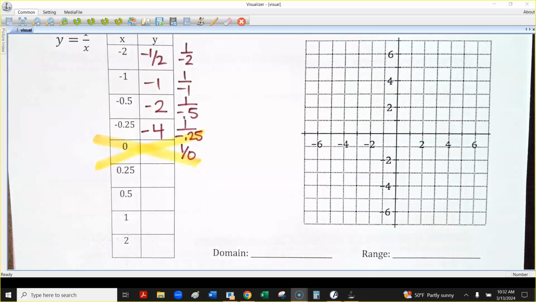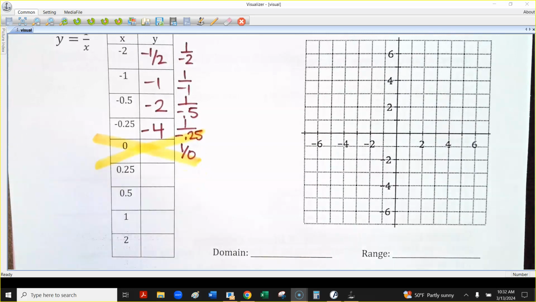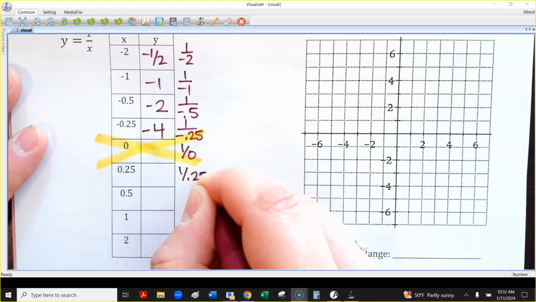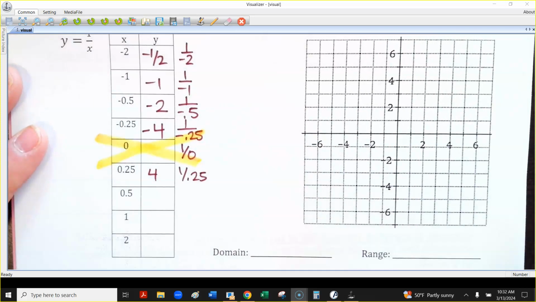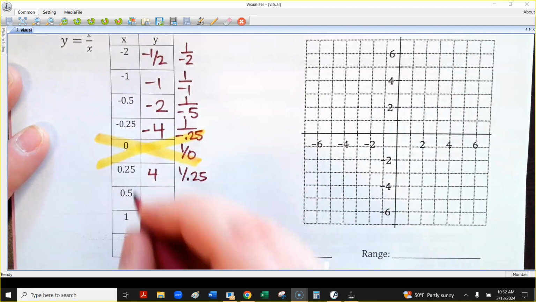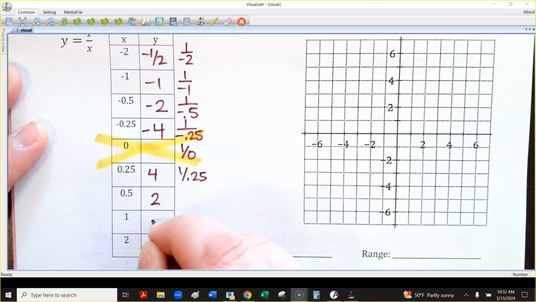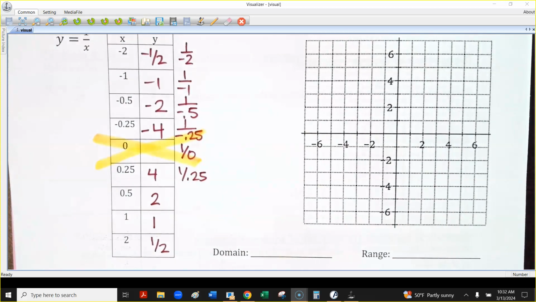Now the rest of the numbers in this table are just going to be the positive version of what we just wrote down. So if I do 1 divided by positive 0.25, this is +4. It's going to be these same numbers we just wrote down, it's just going to go positive. So it should be 4, 2, 1, and a half. These are going to be a little tricky to graph because in most of the points either the x-coordinate or the y-coordinate is a fraction. So just do your best to try and estimate.